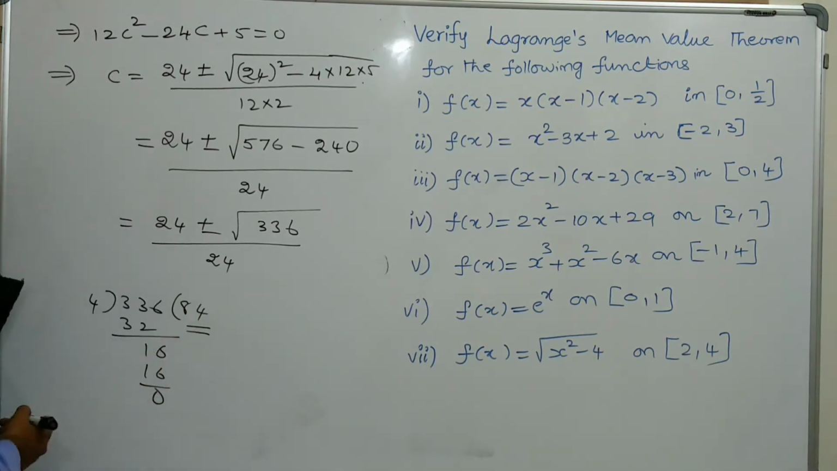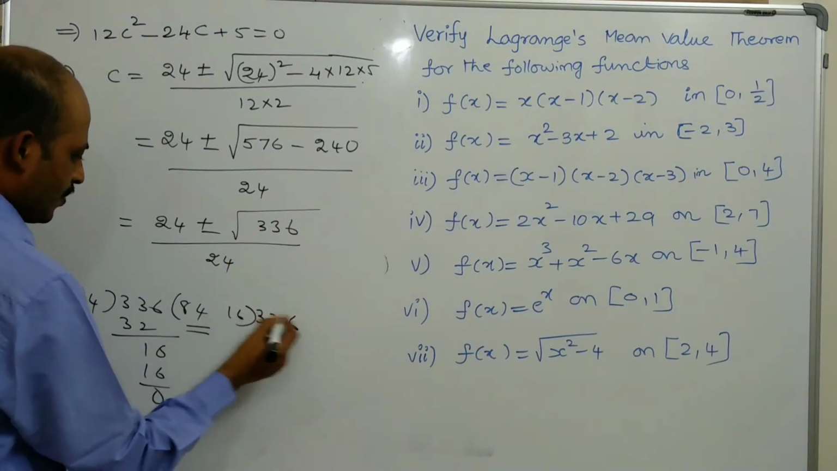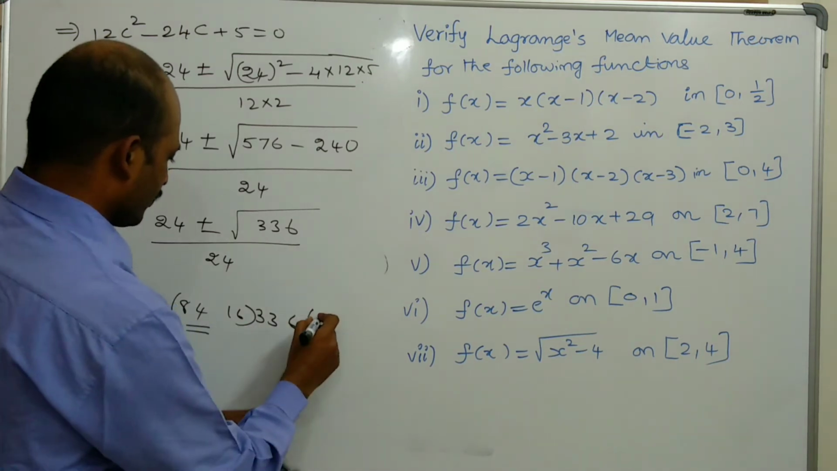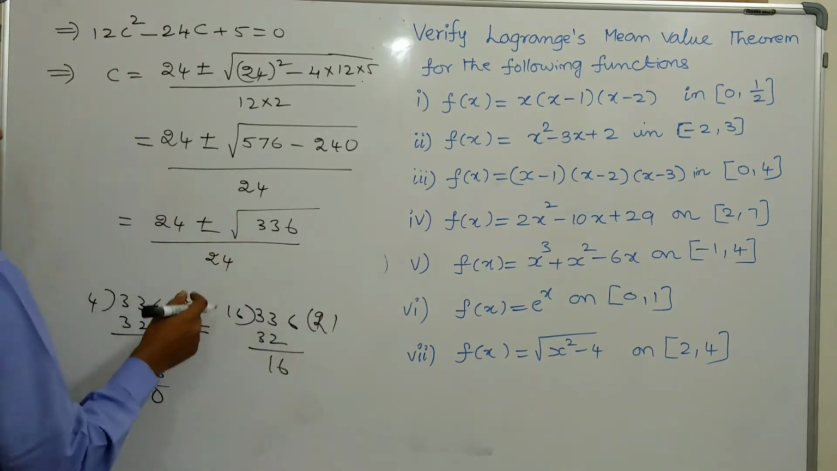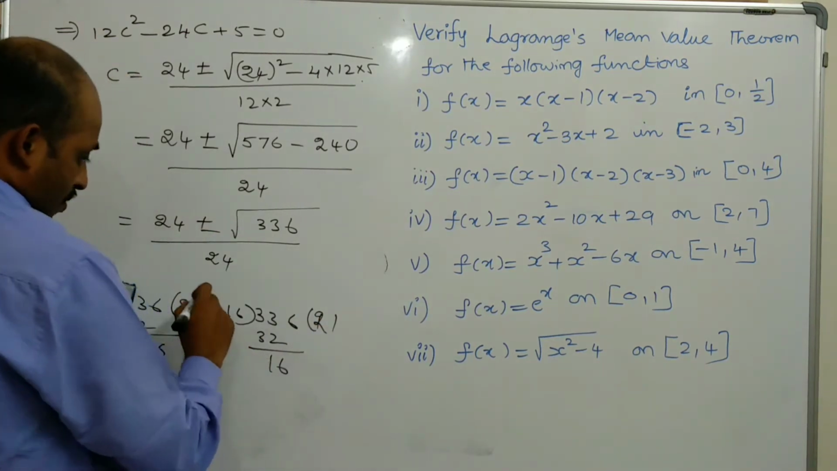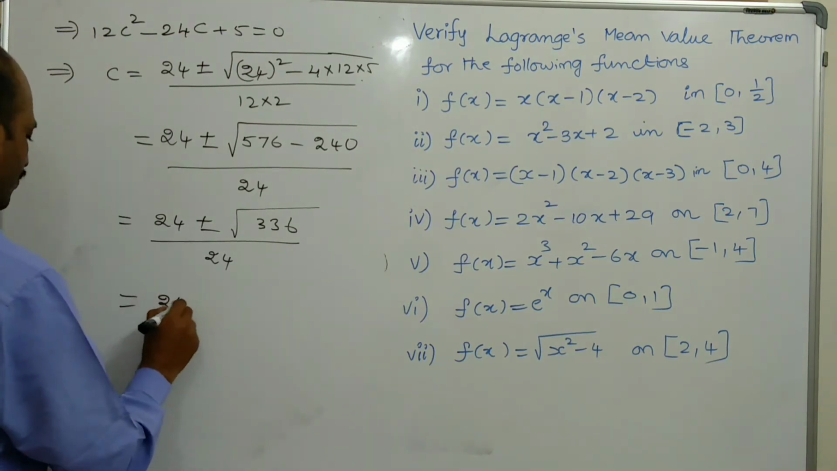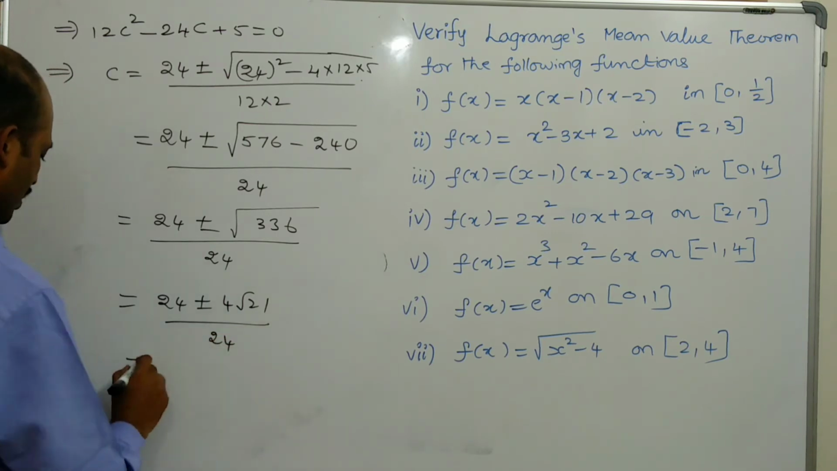Again it is divisible by 2. Yes, it is divisible by 16. 336 is divisible by 16. 16 2s are 32. Yes, you can write this term as 4 root 21. So 24 plus or minus 4 root 21 by 24.